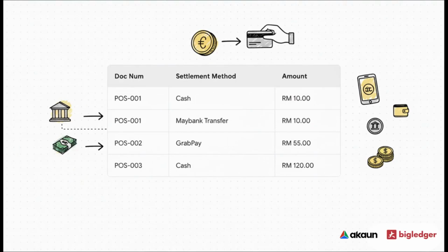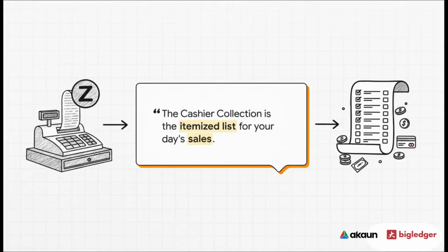This is the Cashier Collection Report, and it breaks everything down for you line by line. See here how the first document, POS-001, actually has 2 different entries? That's because it was a split payment, 10 in cash and 10 by bank transfer. This report catches that kind of detail perfectly. I love this way of thinking about it. If the Z Report is your final receipt from the store, the Cashier Collection is the super detailed, itemized list that shows every single thing you bought.